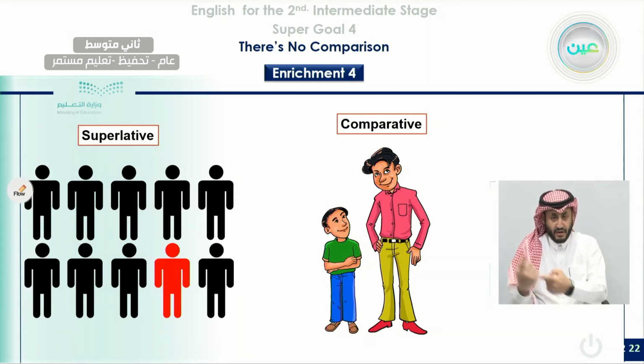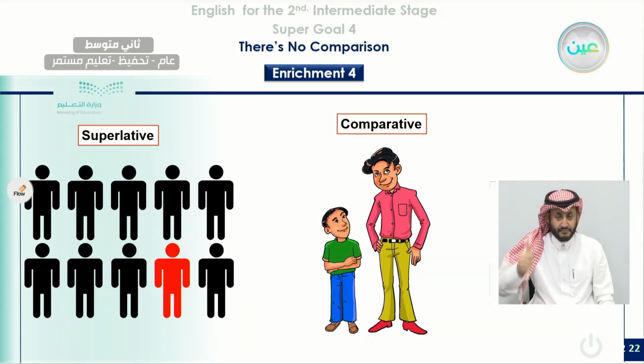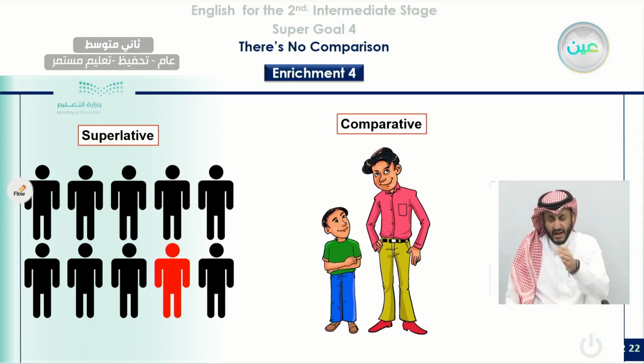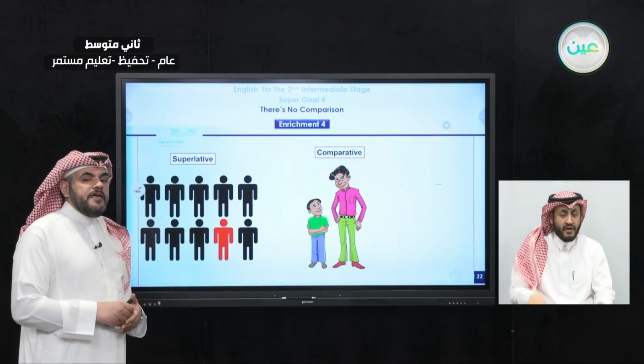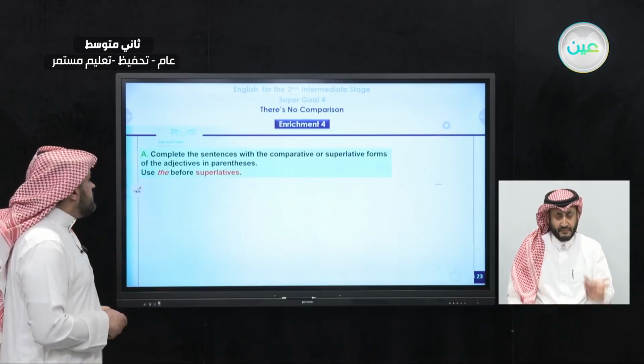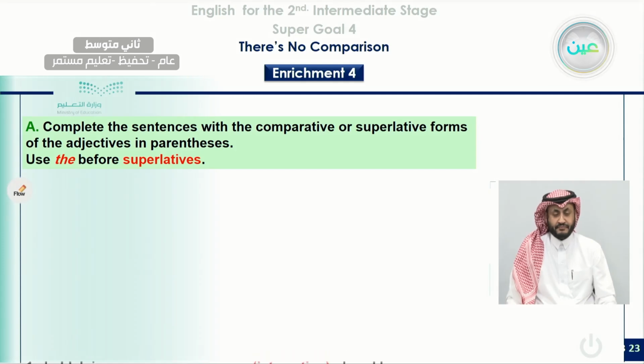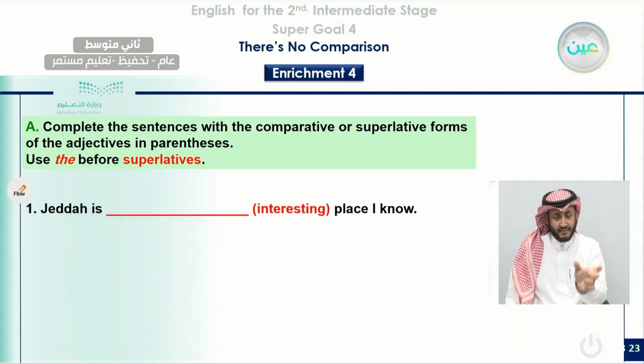Look at the boy here, the one with the pink shirt is taller than the one with the green shirt. And here the boy with the green shirt is shorter than. Okay, but when we talk about superlative, we can say this guy here is the tallest. We can say he is the shortest, and so on. Okay, here we have an exercise that we need to make the superlative.